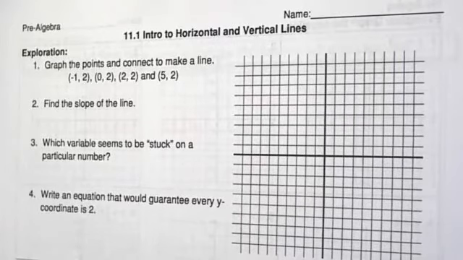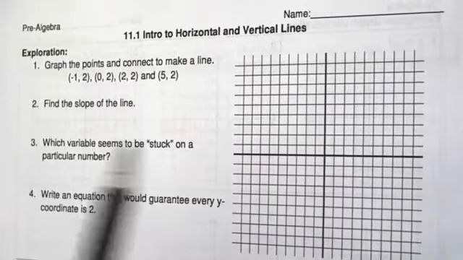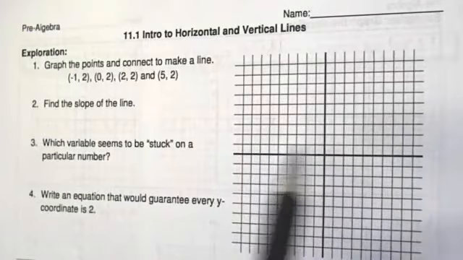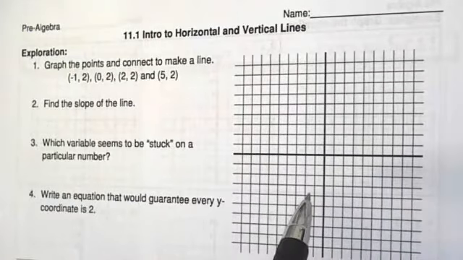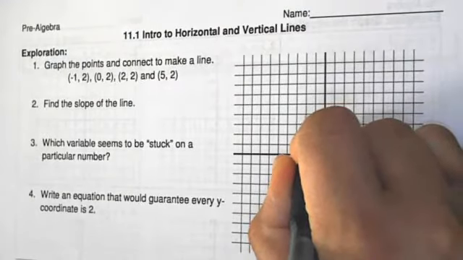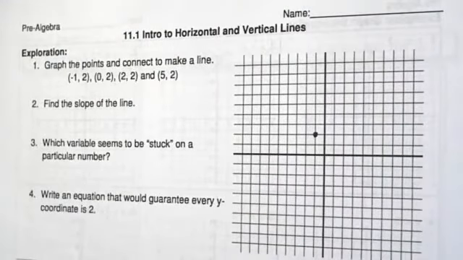First thing is, can we graph these points? So remember, when you graph points, the first number tells you the x value. That means how to go left or right. And the second number tells you how to go up or down. So if it's at -1 and then +2, this right here is the point for -1, +2.